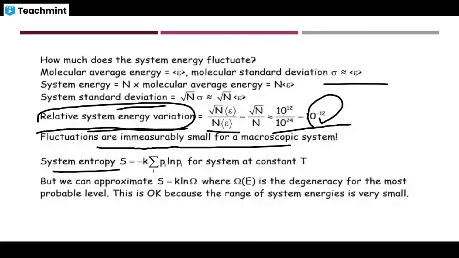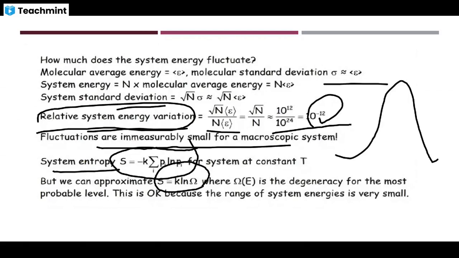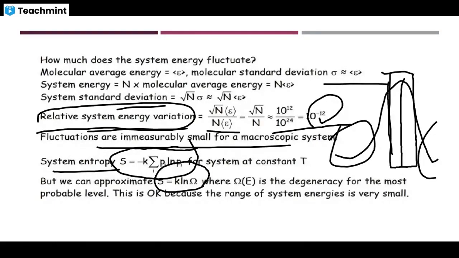So this is the formula for system entropy. We can approximate it, because if you take the system energy, most systems are in the most probable state. Most systems come into the most probable state, and the others are very low. So you can approximate it as k ln omega.